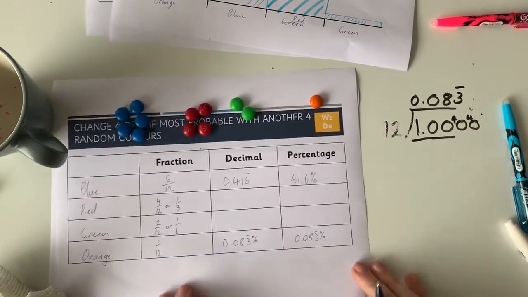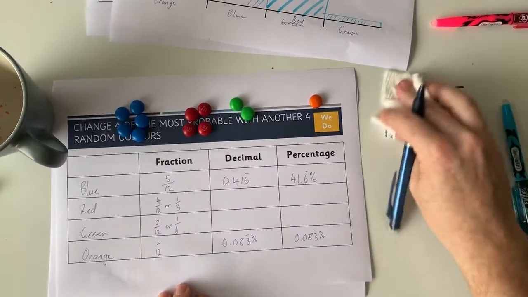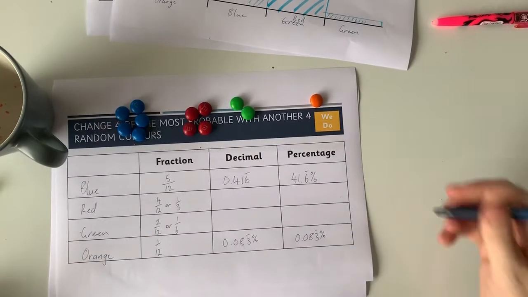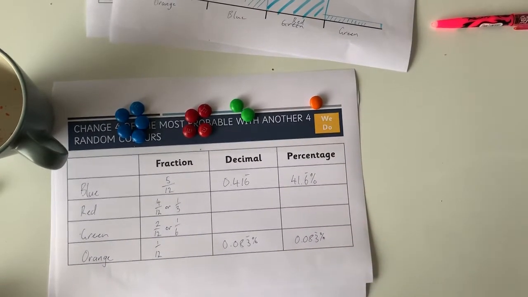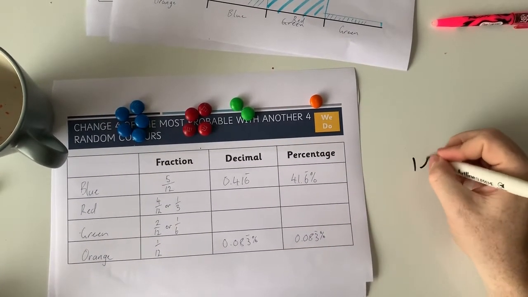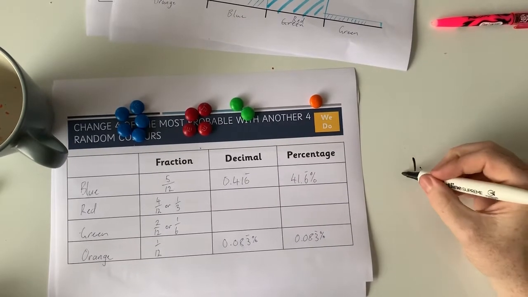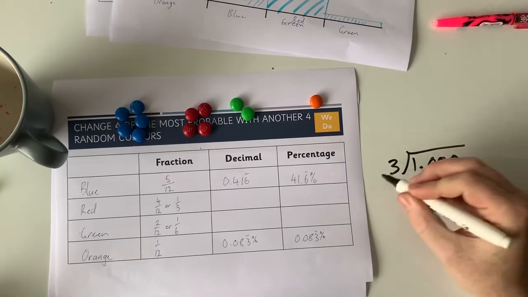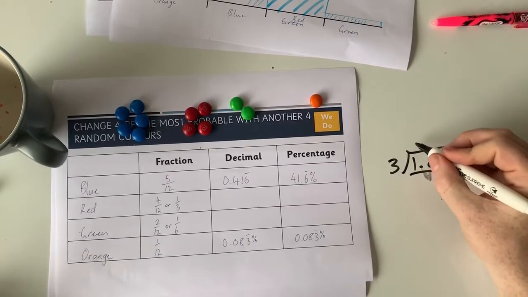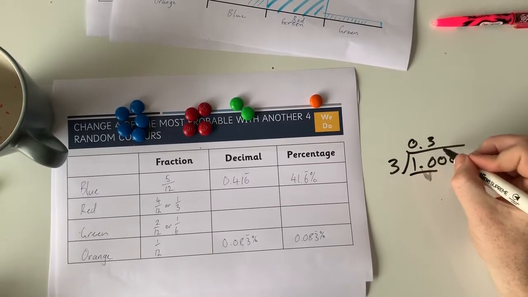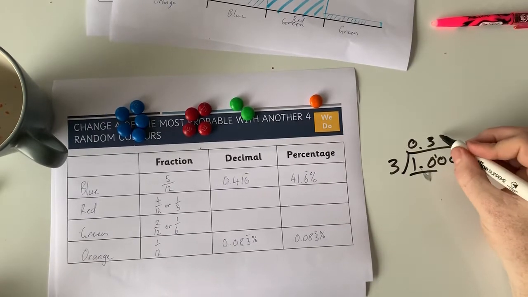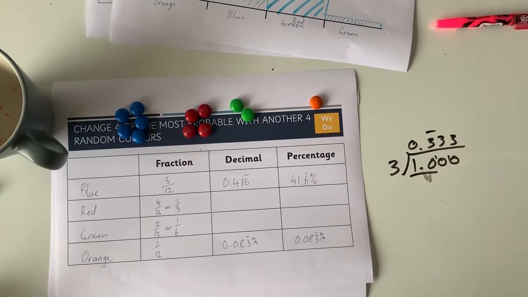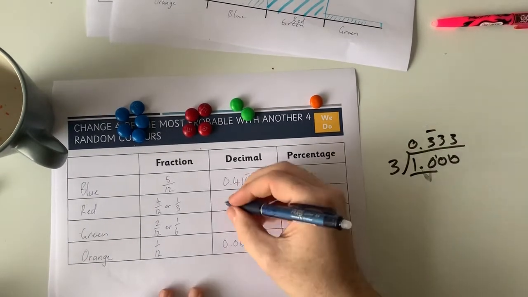Okay. Now let's find the decimal and percentage. 1 divided by 3. 3 goes into 10, 3 times, 1 remainder. 3 goes into 10, 3 times, 1 remainder. So it's 0.3 recurring.